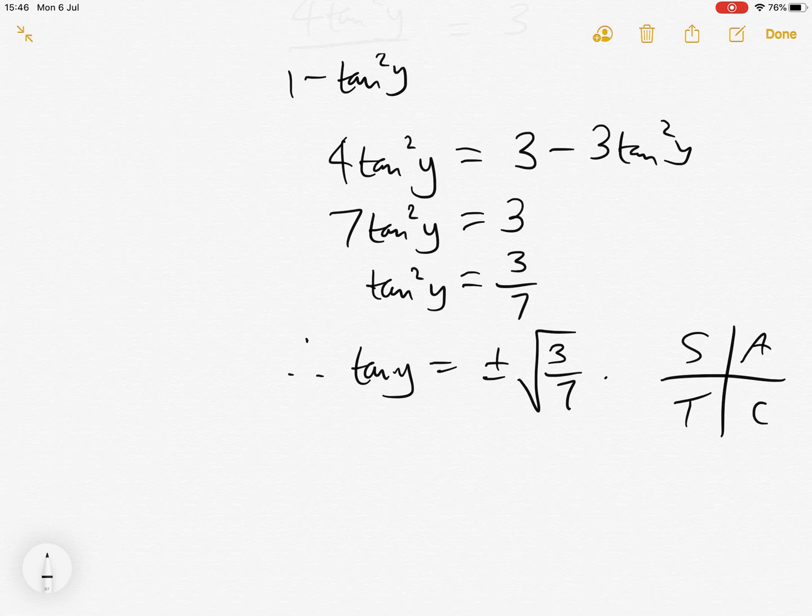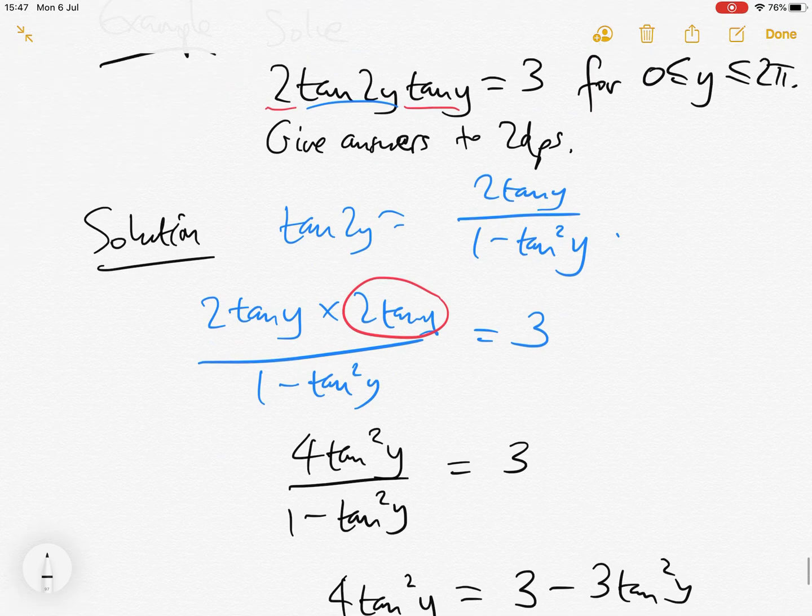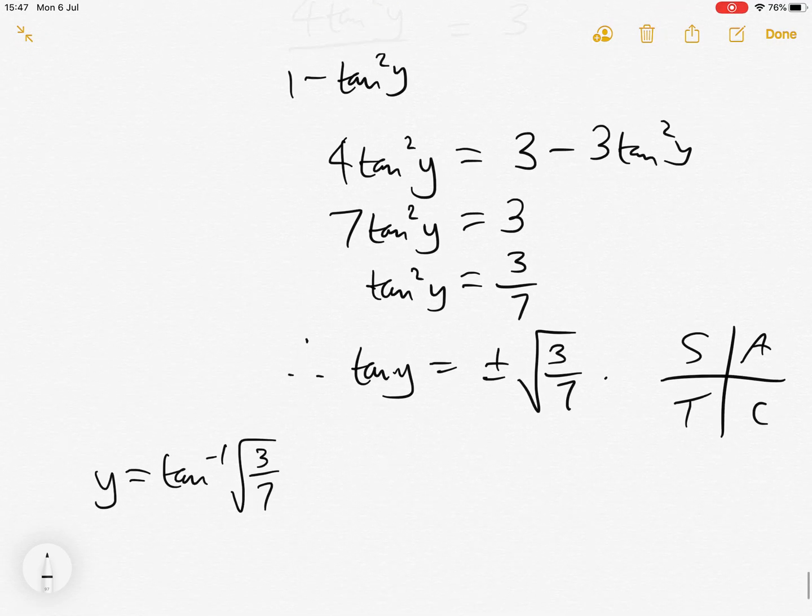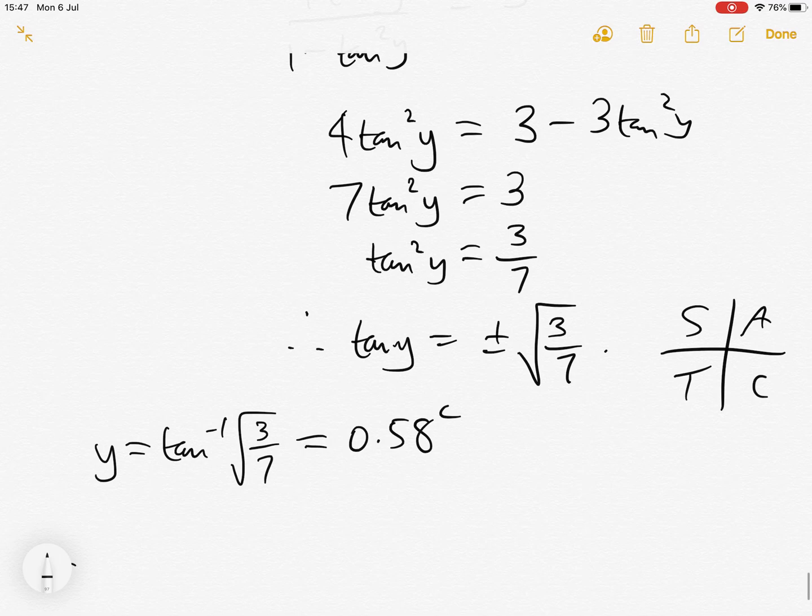We can find one solution for y by looking at tan inverse of root 3/7. And we need to be in radians because we're between 0 and 2 pi. And we should get 0.58 to 2 decimal places. So that gives us a solution here. We can find the other one where tan is positive by adding pi. So the next one is pi plus 0.58, which is 3.72 to 2 decimal places.